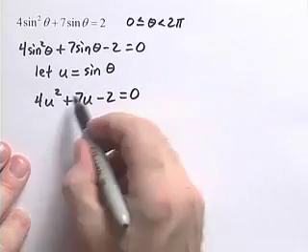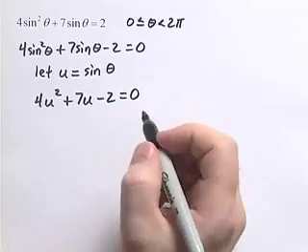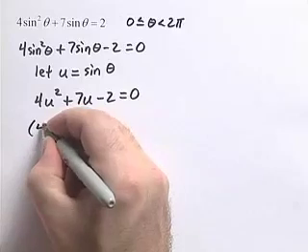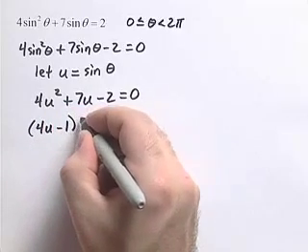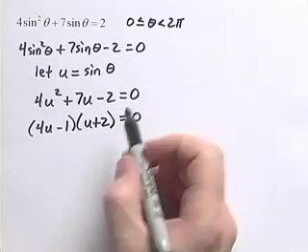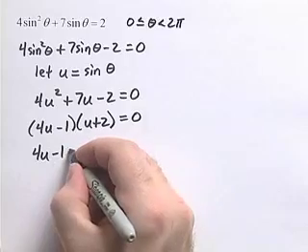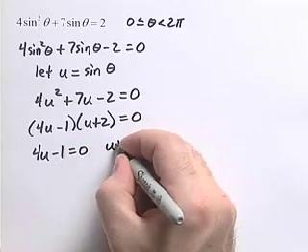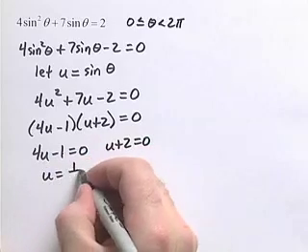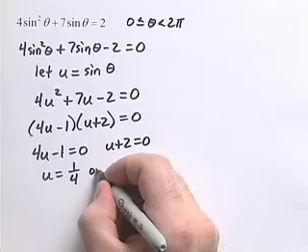Now this is a quadratic equation in u. We can solve that how we've solved quadratics before. We'll try to solve that by factoring. This does indeed factor. We can factor this as 4u minus 1 times u plus 2, and that equals 0. We're going to set each of these factors equal to 0. 4u minus 1 equals 0, or u plus 2 equals 0. This one will give us u is equal to 1/4. Here we'll get u is equal to negative 2.